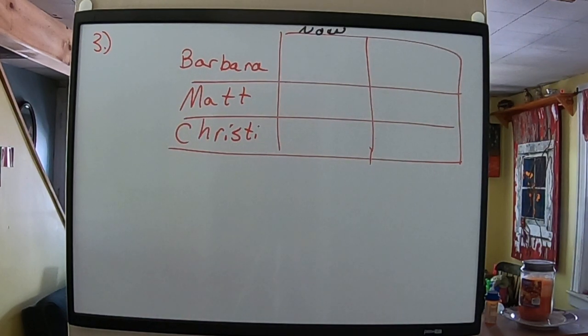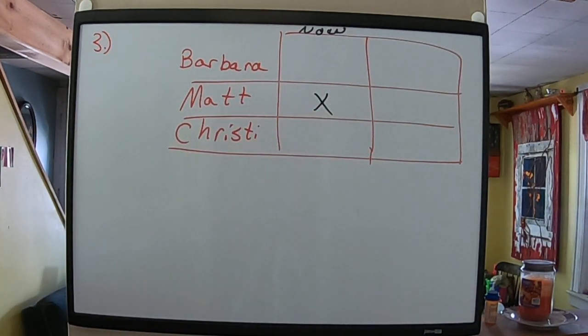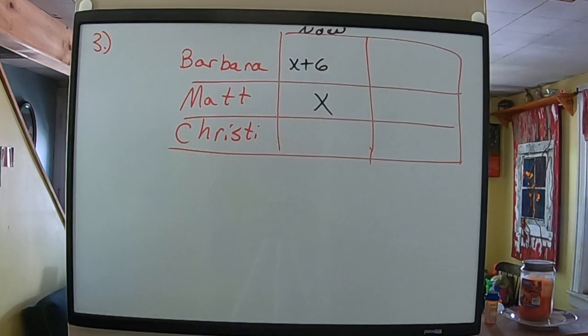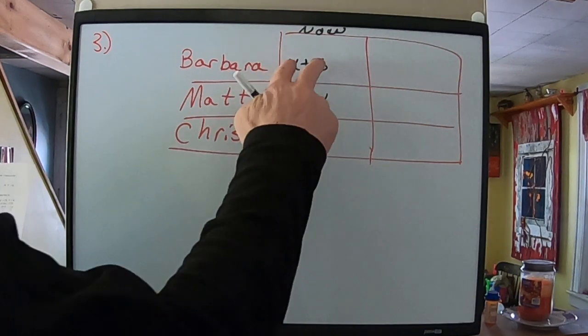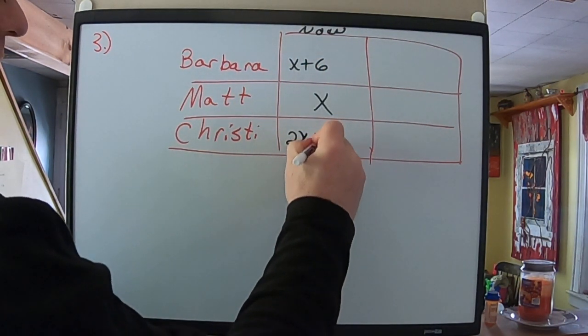All right, so right now it says Barbara is 6 years older than Matt and Christy is twice as old as Barbara. The one that doesn't say this person is Matt. So Matt is our x. Barbara is 6 years older, so x plus 6. And Christy is twice as old as Barbara. So if we double that, we get 2x plus 12.